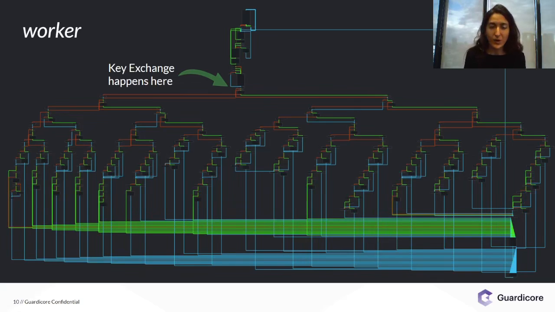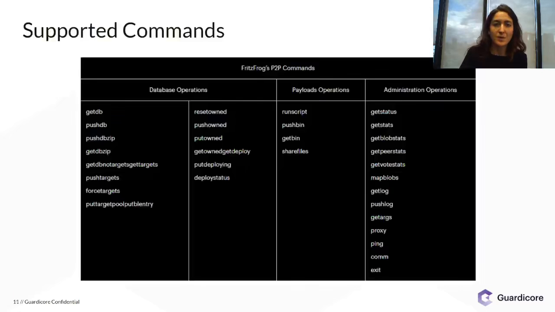Each branch in this function corresponds to a command that the malware supports and dispatches further to another function. So I zoomed in on each branch and constructed a set of commands that the malware supports. And this was the resulting set. I tried to classify the commands into several categories: database, payloads, and administration. Each one of them had some interesting artifacts.